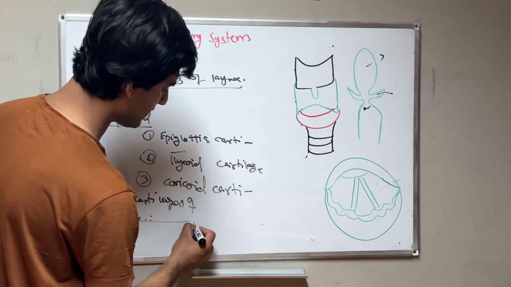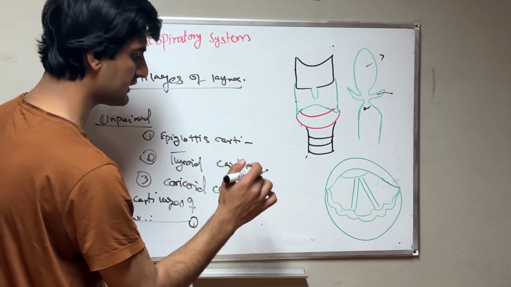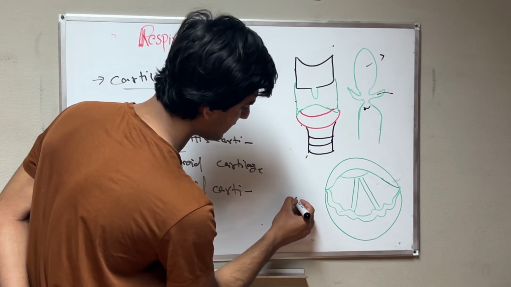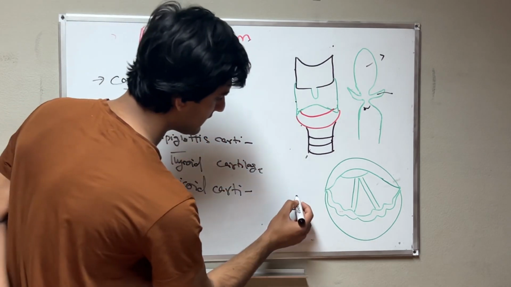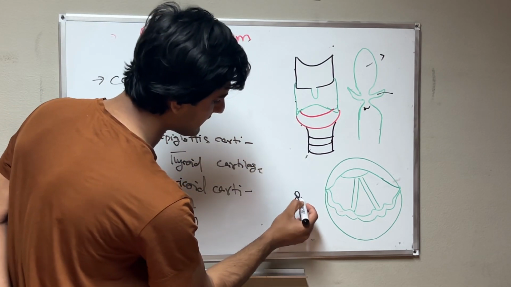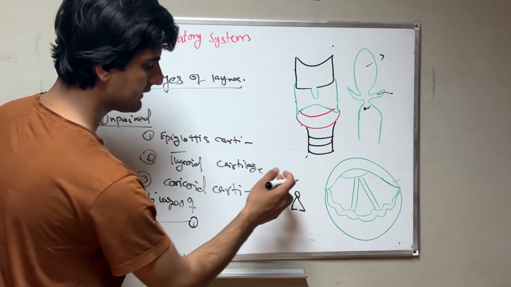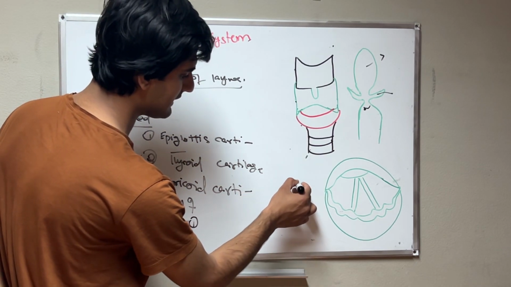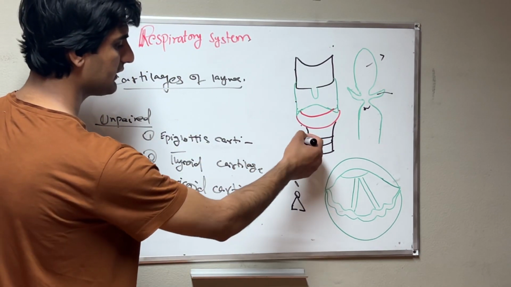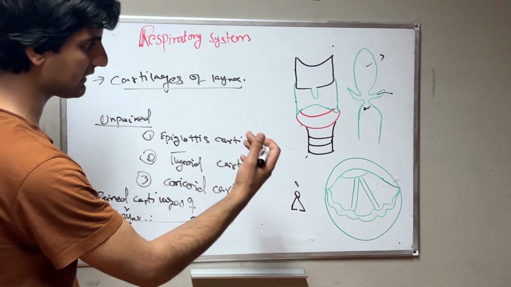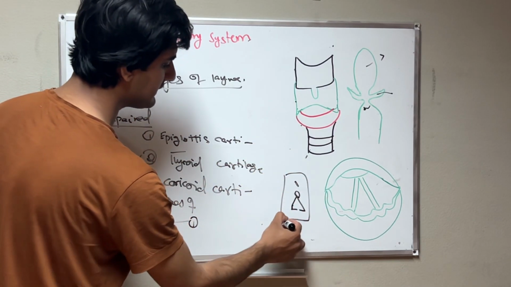First, from the posterior. This is anterior. If you see from the posterior view, first there is the arytenoid, shaped like a triangle. Then at the top of the arytenoid cartilage we have the corniculate cartilage, and here we have the cuneiform cartilage. This is from the posterior view. If you look at the structure of the larynx from the posterior view, you can easily see these three cartilages.